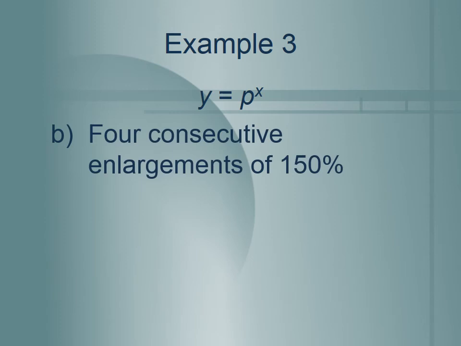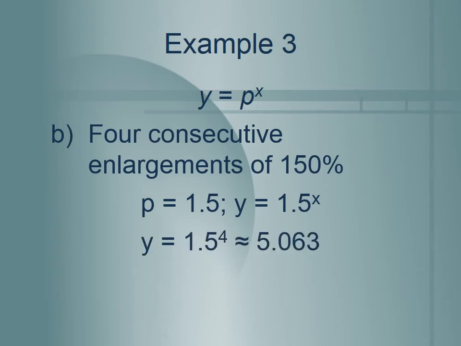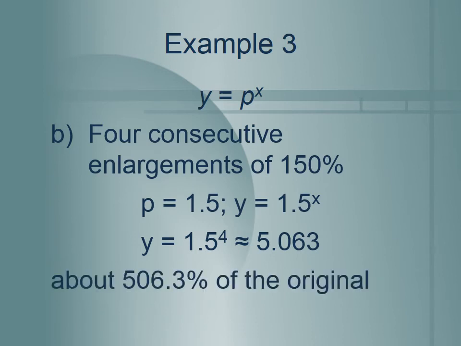Let's do an enlargement now. We're going to do 4 consecutive enlargements of 150%. So our P is 1.5 because we changed 150% to a decimal, which means our equation is y equals 1.5 to the x. So we're going to let x be 4 because we're going to do 4 enlargements. And our calculator tells us that 1.5 to the 4th power is approximately 5.063. Change that back to a percent, and then we know that if we do 4 consecutive enlargements of 150%, we get 506.3% of the original.